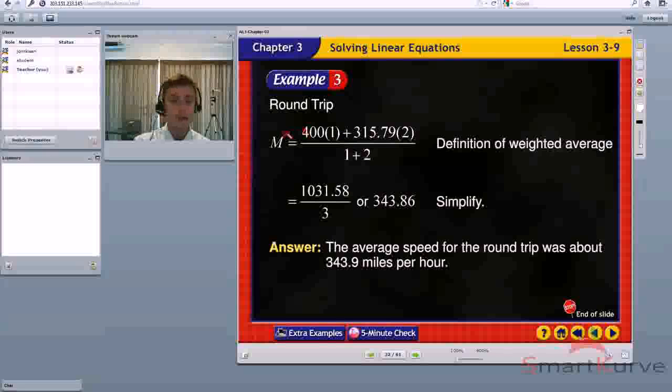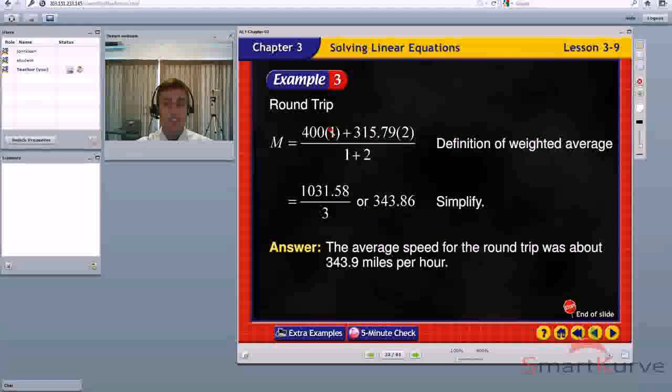Now, for the round trip, weighted average. 400 times 1 plus 315.79 times 2, divided by 3. 1,331.58 divided by 3, or 343.86. The average speed for the round trip was about 343.9 miles per hour.